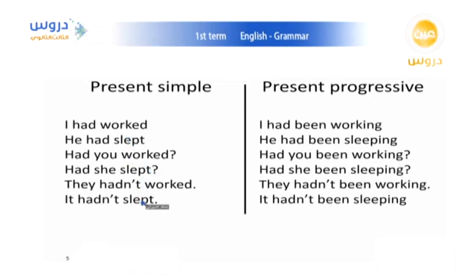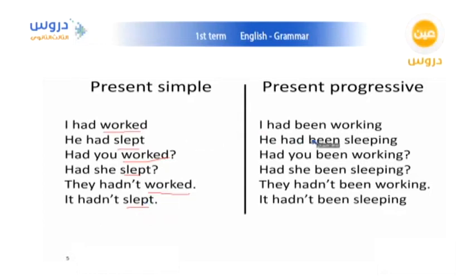Let's move now to another slide, and here we have examples, more examples. I had worked. This is a past simple. He had... and here we have to reverse to make had at the first place. Had you worked, had she slept. This is the verb 3. So let's underline the verbs here. These are the verb 3. And here with the negative form, they hadn't worked, it hadn't slept.